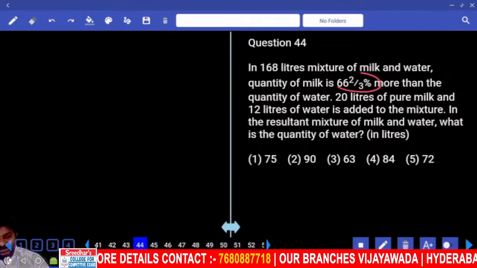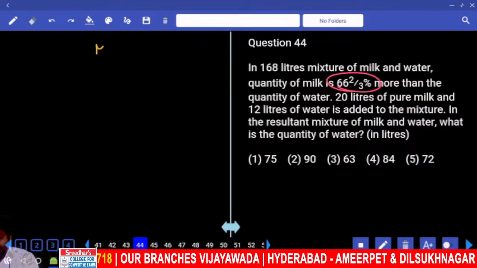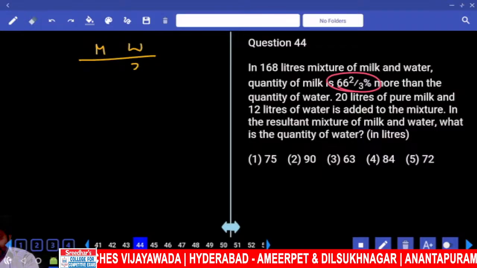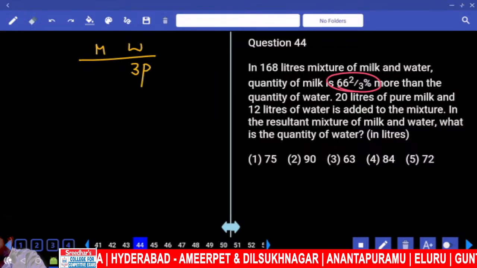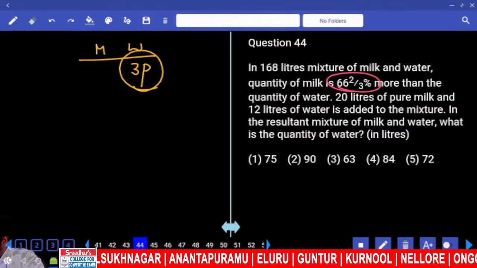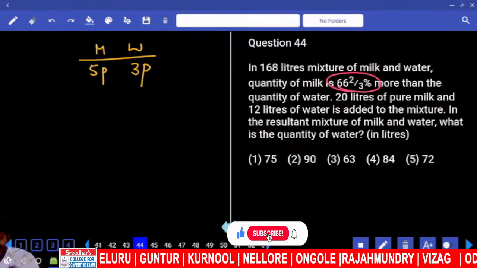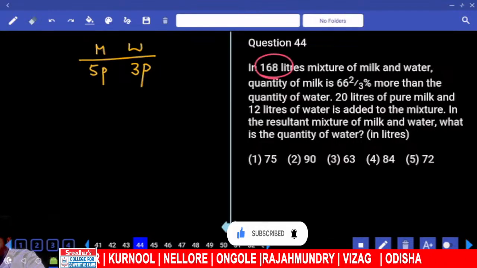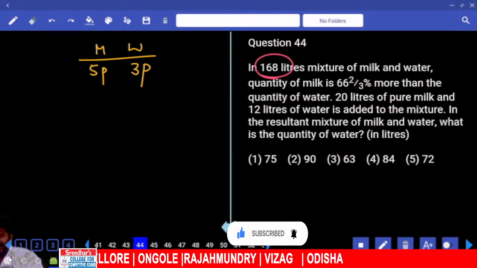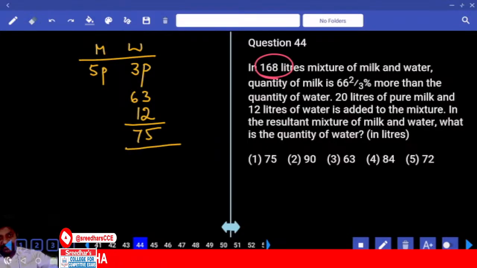Okay. 66 2 by 3%, fractional form. What is the denominator? So milk and water. Milk depends on water, so let me take water as 3 parts. Then milk is 2/3 more than water. 2/3 of 3 parts, 2 parts. 2 parts more. Total how many parts? 8 parts is equal to 168. 1 part is equal to 21. 3 parts will be equal to 3 into 21, 63. To that 12 liters of water is added. Now the total quantity of water is 75. Yes.